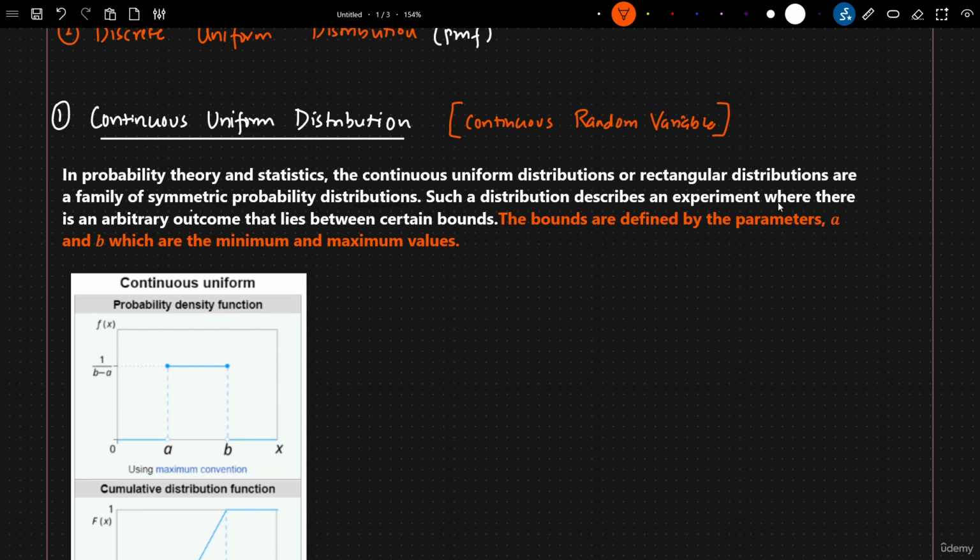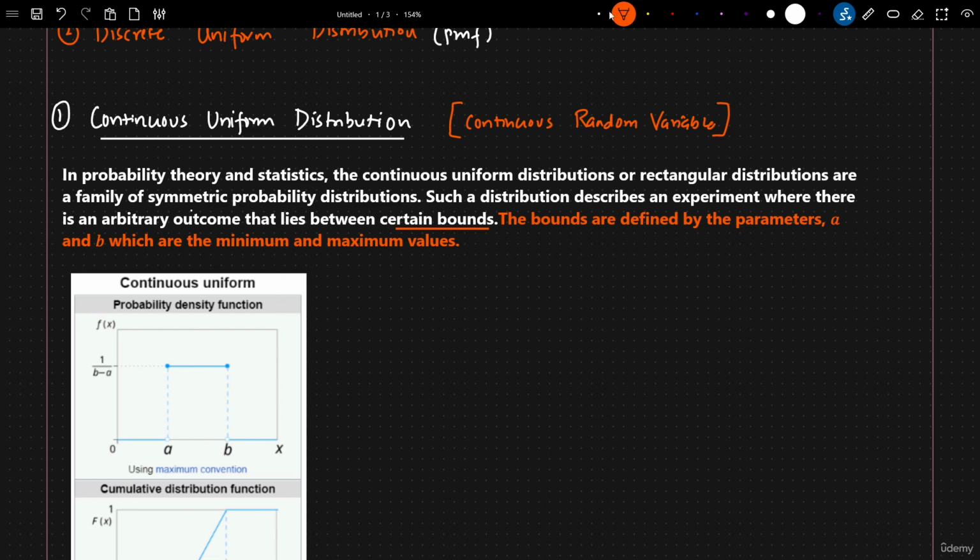Such a distribution describes an experiment where there is an arbitrary outcome that lies between certain bounds. Okay, certain bounds. So here you will be able to see two bounds, A comma B. So your entire distribution will be lying between these two. Okay. The bounds are defined by the parameters A and B, which are the minimum and the maximum value.